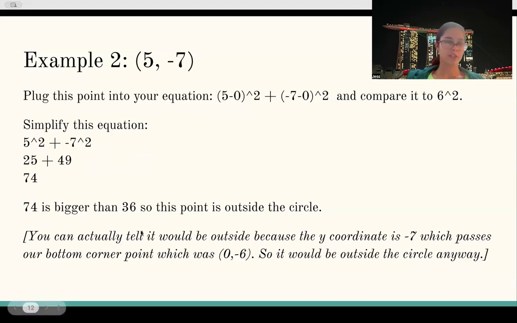The truth is, you can actually tell it would be outside the circle because the y-coordinate is negative 7, which passes our bottom corner point, which was 0, negative 6. So it would be outside the circle anyway.